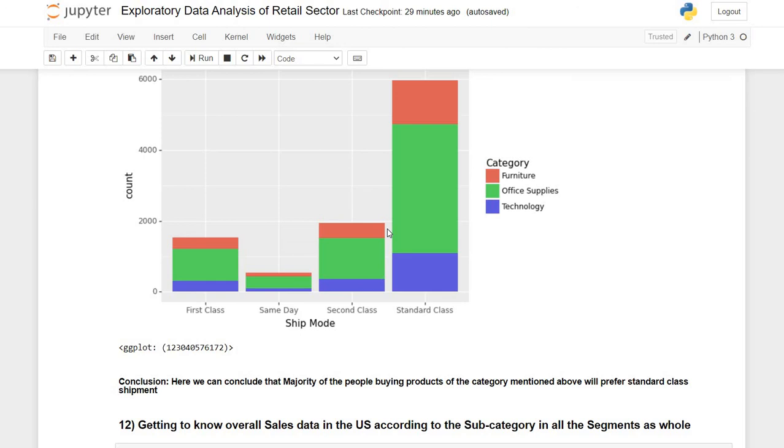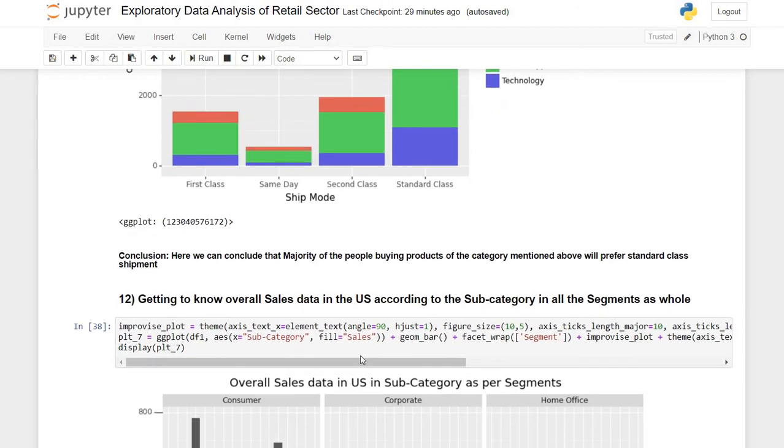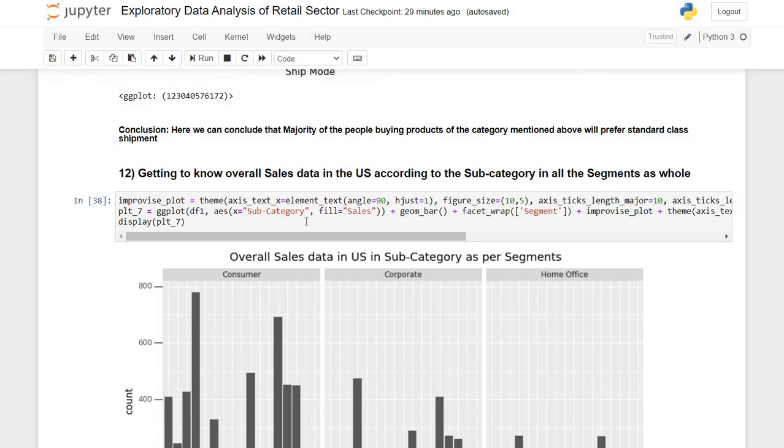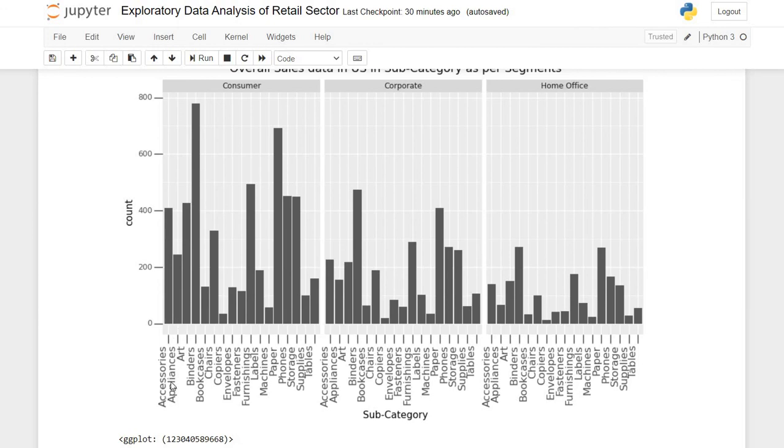Now we'll also try to get to know the overall sales data in the United States according to the subcategory in all the segments as a whole. We'll plot it using ggplot, which has various plotting libraries as well, and we'll be analyzing the overall sales data in the United States per segment. Suppose we look at the consumer segment, plotting via subcategories. In accessories, around 400 count is sold in the consumer segment. In furnishings, around 500 of the count is sold in the consumer segment.